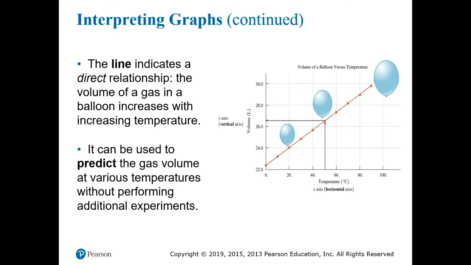And finally, the data points in a graph are usually connected by a line or a smooth curve. The line helps reinforce the relationship between the variables. In this case, it's a direct relationship. As you increase the temperature, the volume also increases, and so the line has a positive upward slope. But the line or curve also helps fill in the gaps between data points. It allows you to predict what value the dependent variable will take at a given value of the independent variable without doing additional experiments.